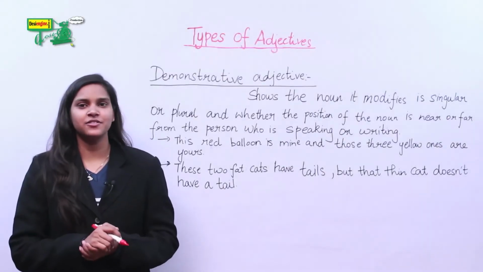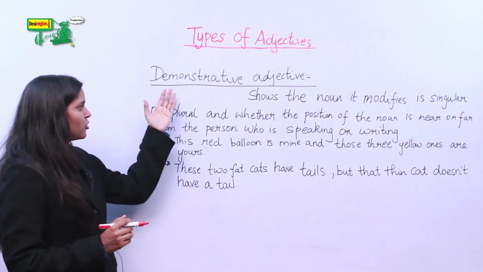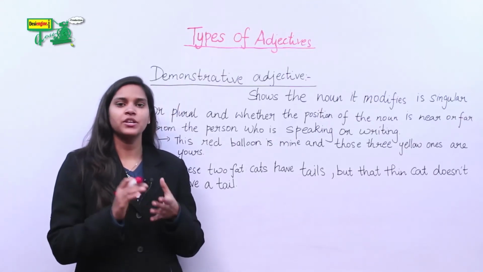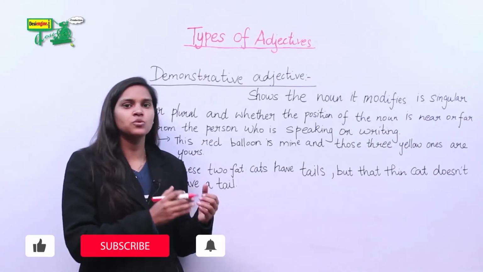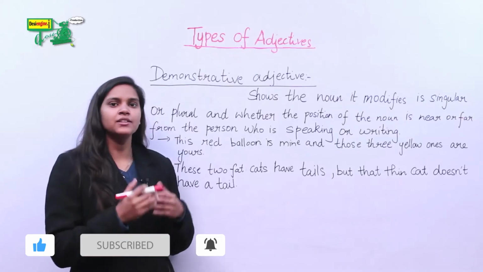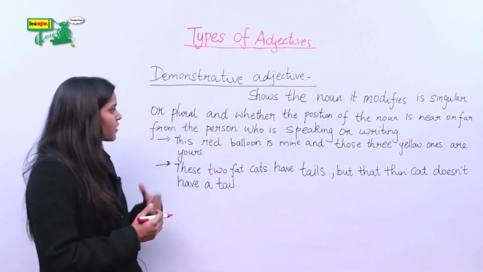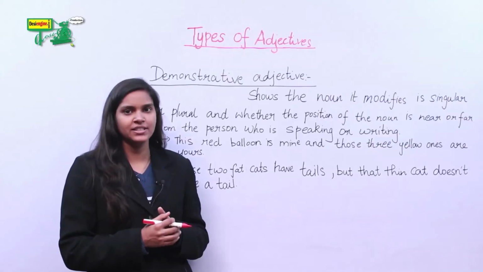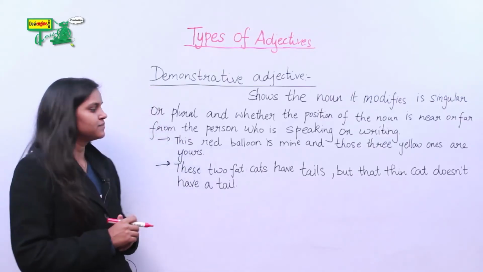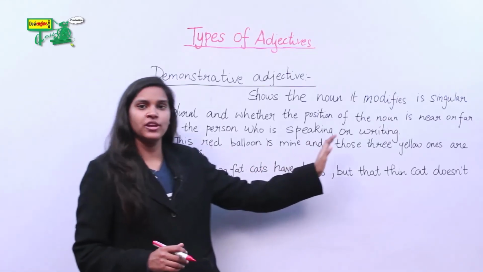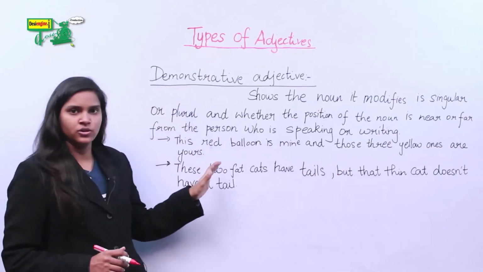Let's do the next kind of adjective, and that is demonstrative adjective. The work of a demonstrative adjective is to show that the noun that it modifies is singular or plural and the position of the noun is near or far from the person who is speaking or writing. Let's take few examples. This red balloon is mine and those 3 yellow ones are yours.